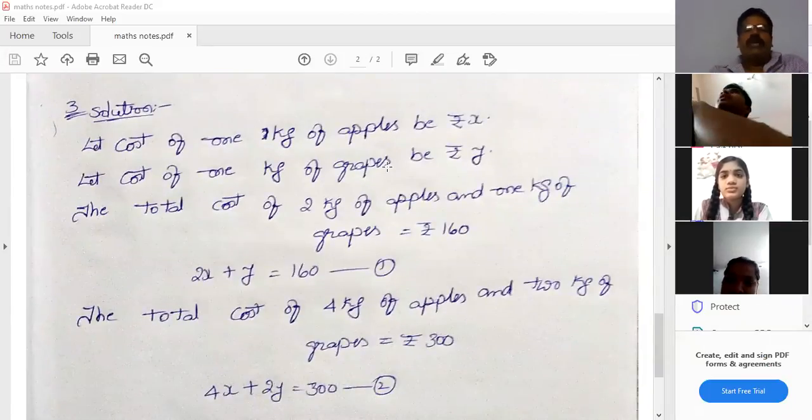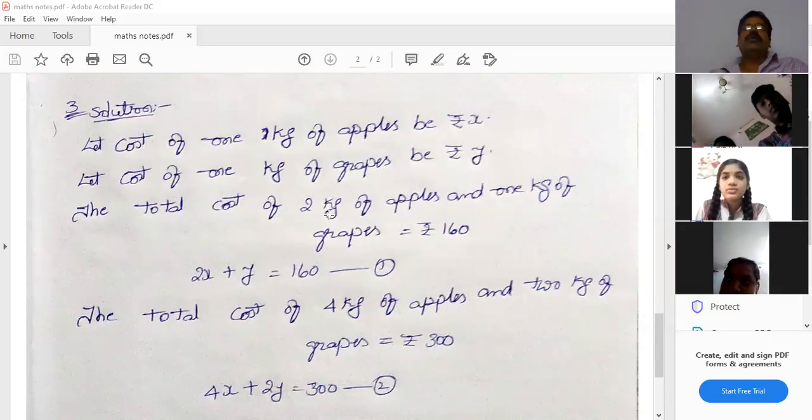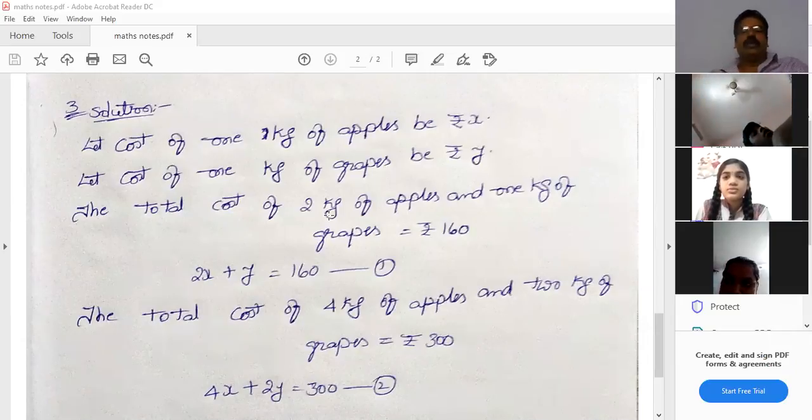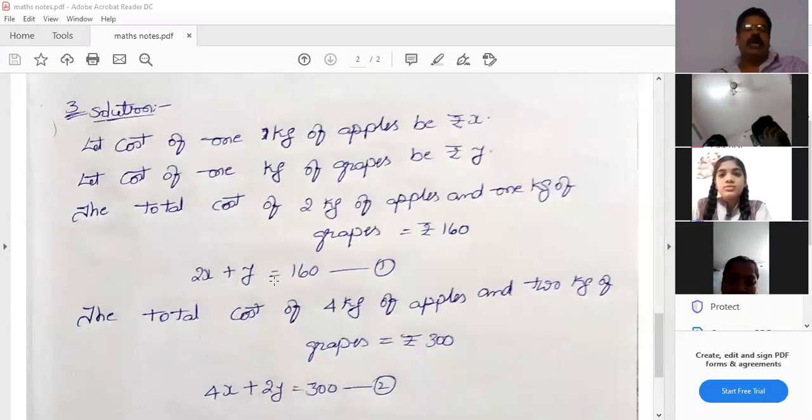Okay, let now first: let the cost of 1 kg of apples be x rupees. First step. Again, you have to find the cost of 1 kg of grapes. Let the cost of 1 kg of grapes be y rupees. The first condition is, the first day he purchased 2 kgs of apples and 1 kg of grapes for 160 rupees. So the total cost: 1 kg of apples x rupees means 2 kgs of apples 2x, and 1 kg of grapes y rupees means y rupees only. Then total means you can add both. 2x plus y is equal to 160 rupees. That is the first equation.